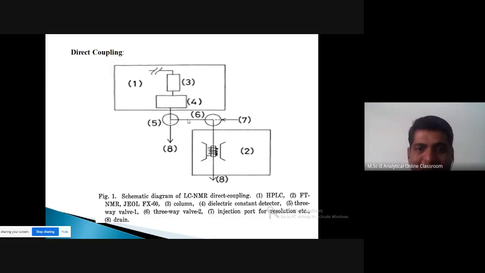to pass in the NMR system, then just switch this wall. That's the tone. Here this is like this. So that sample will pass into the NMR unit. Okay. So that sample will pass here. Now this is a six, another three wall system, so sample will pass in this system. Now seven is the injection port for the resolution.